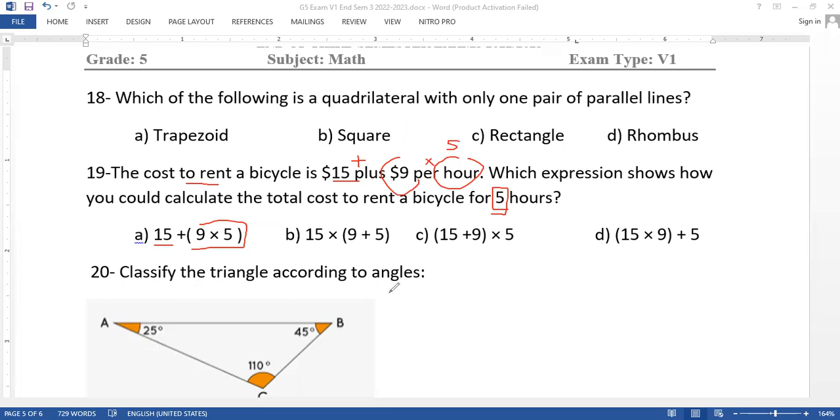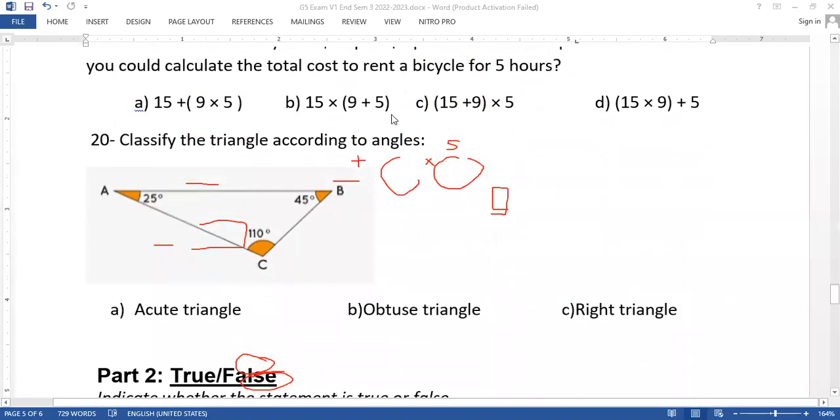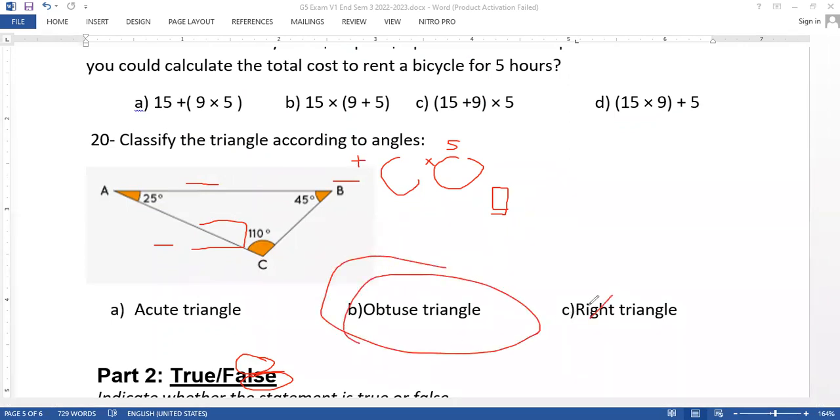Classify the triangle according to the angles. Because we have one angle greater than 90, it's an obtuse triangle. Any angle greater than 90 is obtuse, and a triangle can have only one obtuse angle. So question number 20, obtuse triangle. Not right, because right triangle means 90. Now, next question.